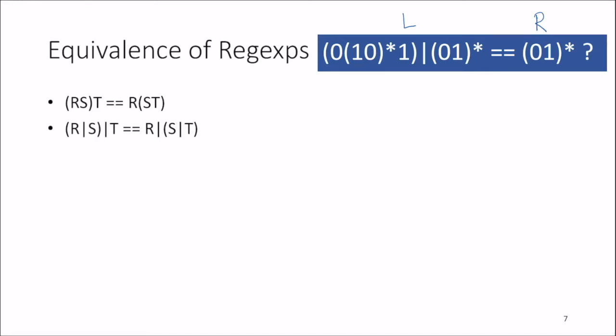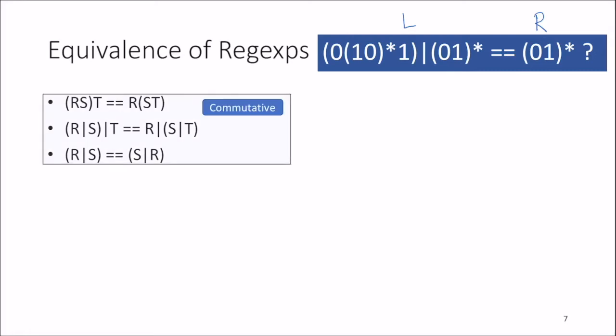So I can take advantage of the fact that the operations are commutative and say that these different ways of writing the regular expressions are equivalent, right? It doesn't matter which order is the concatenation. It doesn't matter which order is the alternation. So we can see that for these two regular expressions, where R, S, and T stand for arbitrary regular expressions, we know that they're equivalent.